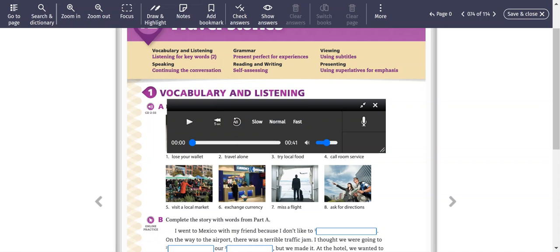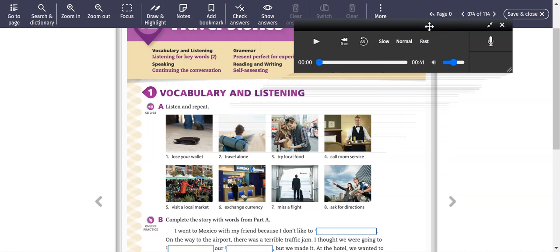Please have a look at Unit 12 of your textbook on page 74. Travel stories. Look at exercise 1, vocabulary and listening. Please practice. Unit 12, Travel Stories. CD2, Track 33.